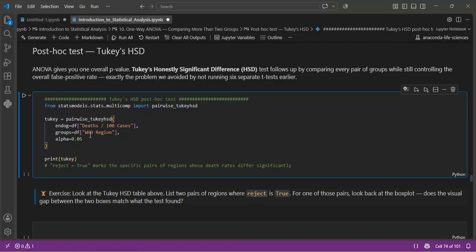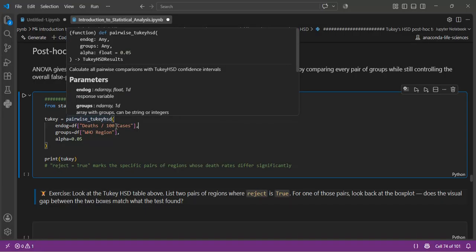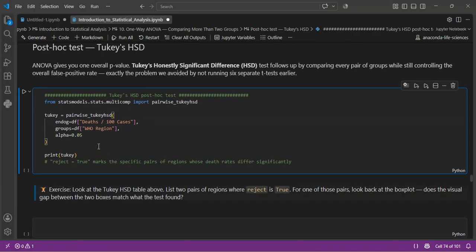So once we are done, we assign a variable to the pairwise Tukey HSD, and then we provide the data that we want to work on, and then the WHO region, because that is how we want to group the data. So we are grouping the death rate by the WHO region, and then the alpha, which is the significance level, we set it to 0.05, and then we print the Tukey, and that is going to give us the Tukey statistically significant difference. So let me run it and let's see.